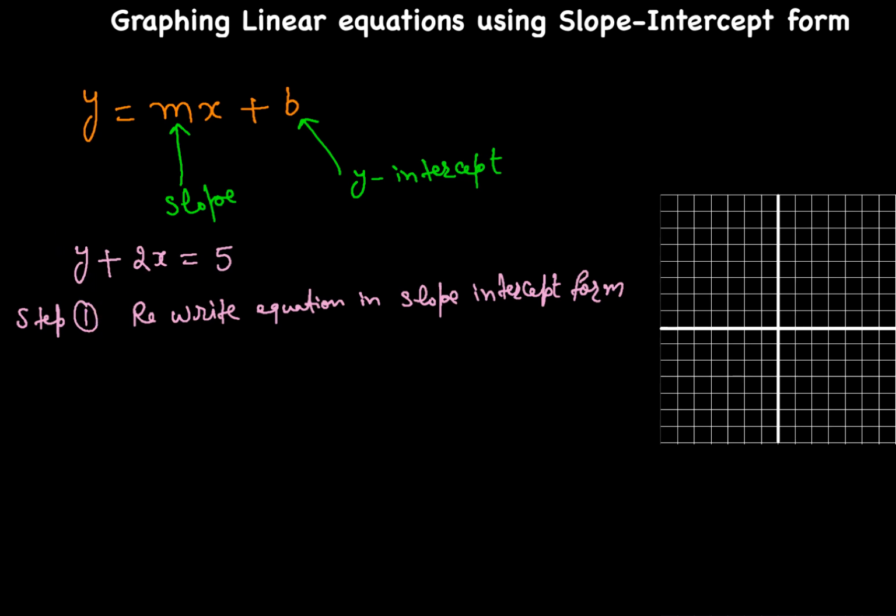So they gave you y plus 2x is equal to 5. In slope intercept form, we need only y on the left hand side. So here we got an extra 2x, so we want to get rid of 2x. What we're gonna do is subtract 2x from both sides. What that will do is cancel this out, and our equation will be y is equal to negative 2x plus 5.